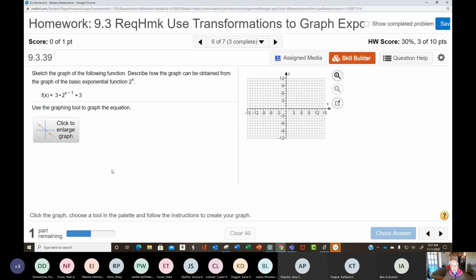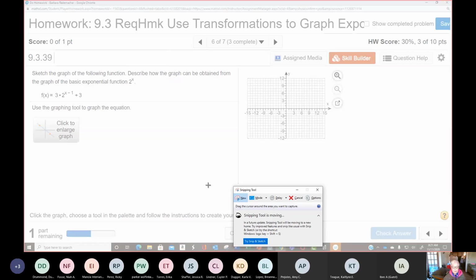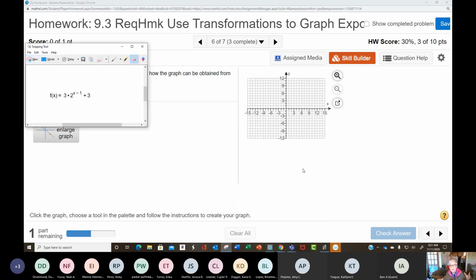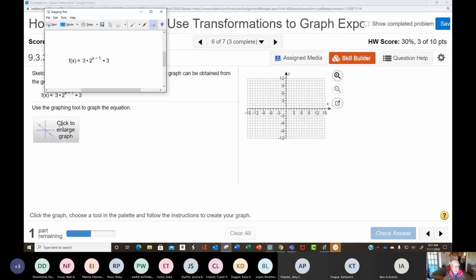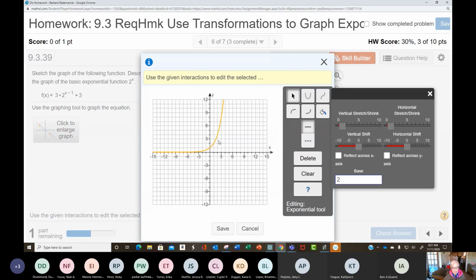They're not asking me to fill in anything. They're asking me to just graph it. But I'm graphing it with knowledge, not with points. One can be as scary as the other. Okay, click. Exponential function. Click anywhere.